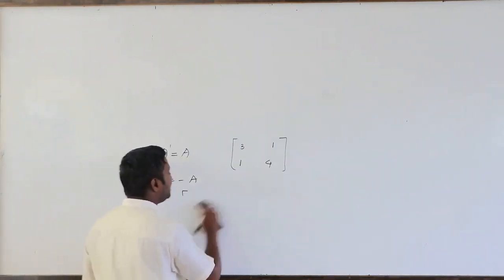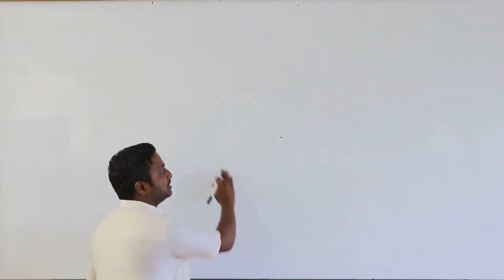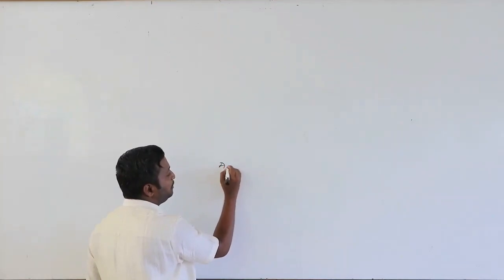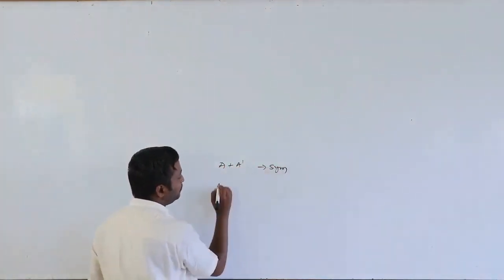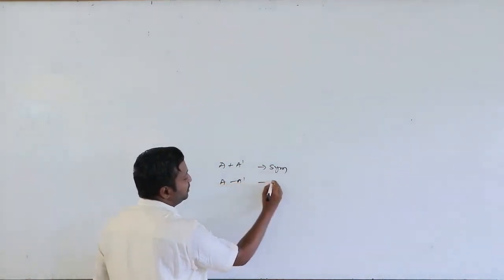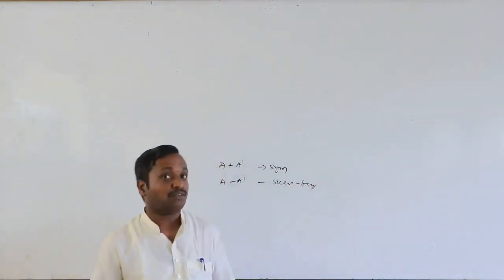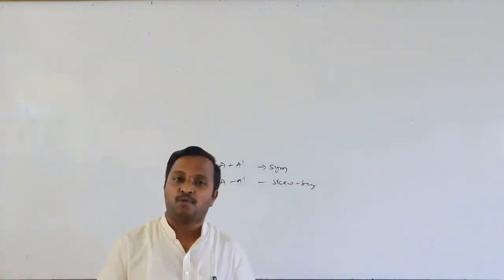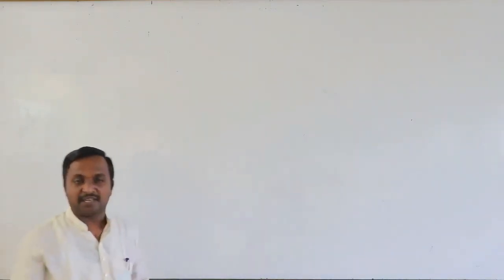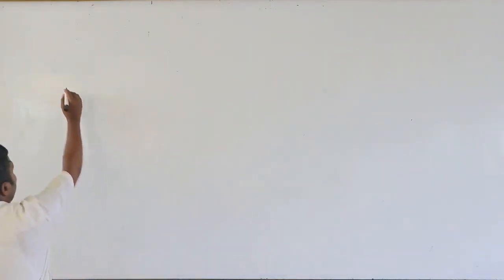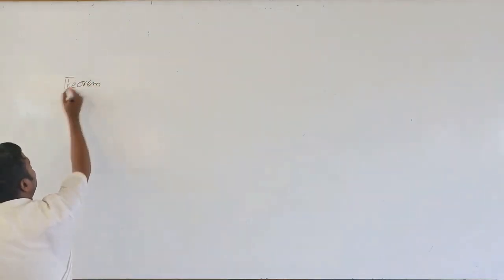Now, I said in the last point that for any square matrix A, A plus A dash is always symmetric, and A minus A dash is always skew symmetric. I said, but not proved. I have not proved that point. Today we will prove that theorem. We can make it as a theorem. Theorem statement is like this.